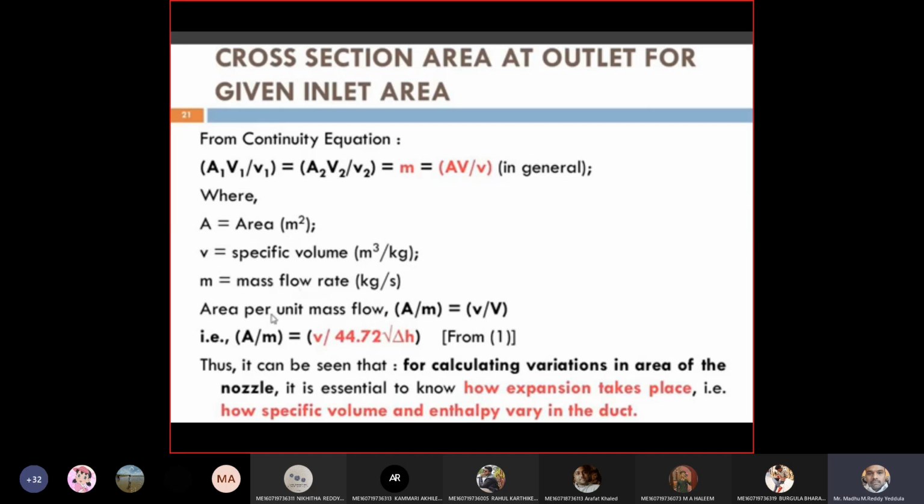So area per mass is nothing but area divided by A capital V by small v. That is equal to specific volume over velocity. So A by m equals small v by capital V. Just now we did 44.72 under root delta H. From this we can get the area at the outlet. It can be seen that for calculating variations in the area of the nozzle, it is essential to know how the expansion is taking place, according to which law the steam is going to expand.